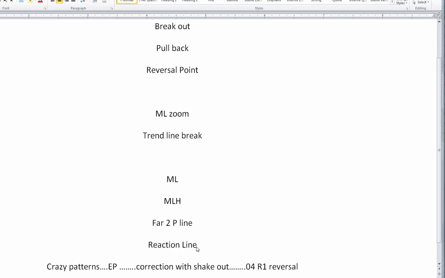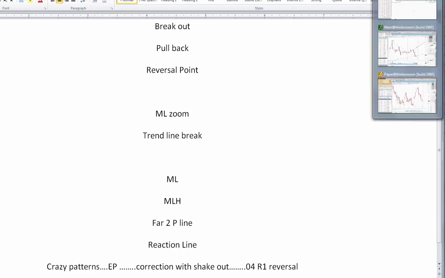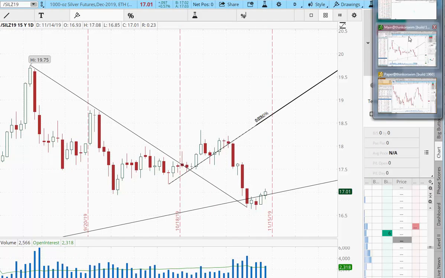Okay. Now we do have some exceptions that are a little different, and you'll find a bit more challenging to deal with, and that's an EP. It's a little shakeout that's really in a correction pattern, and of course is this 04R1 reversal. Okay. So we're going to give you some examples of this and how this came about. And let's take a look.